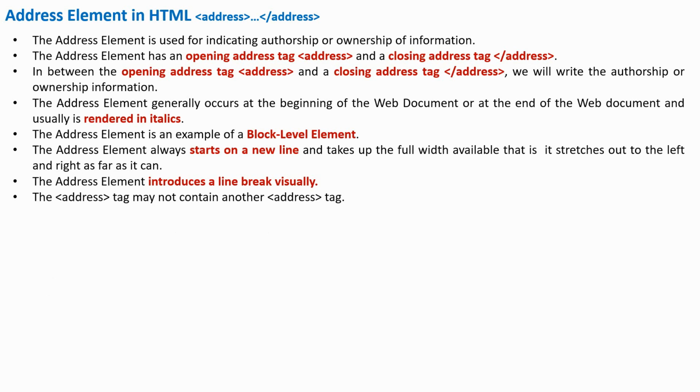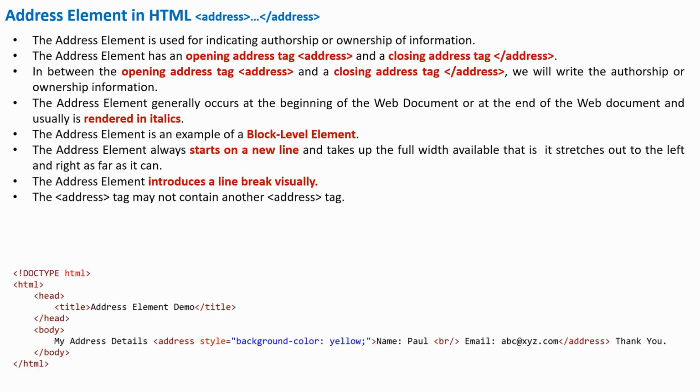Now let me quickly show you a sample code demonstrating the address element in HTML. In this sample code, we have an address element with the content name Paul and email abc@xyz.com. In between the name and the email, just for better visibility, we have put a break element. To confirm that this address element is a block level element, we have set the style attribute with a value of background color yellow in the opening address tag.